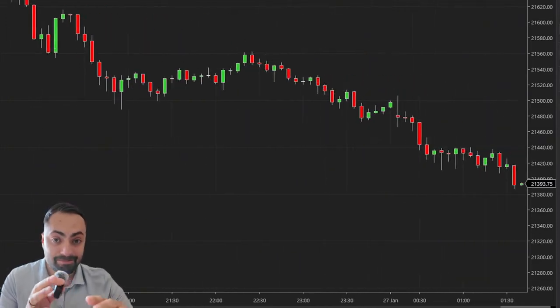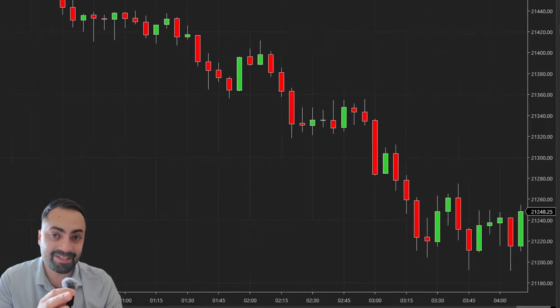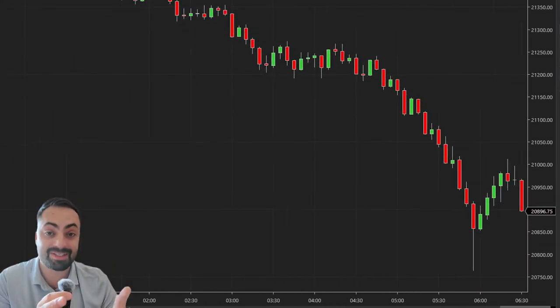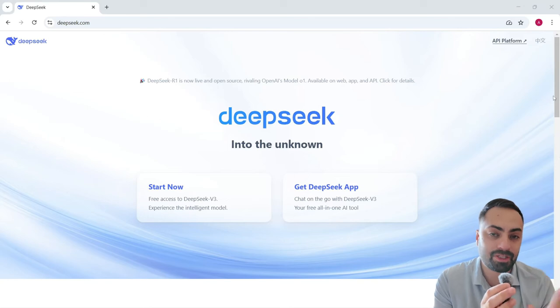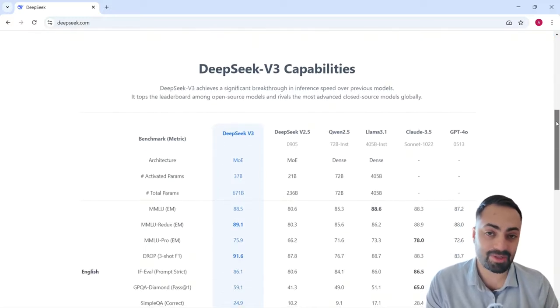If you've been on the internet at all this last week, you've probably heard of a new Chinese AI that's caused tech companies like Nvidia to lose hundreds of billions of dollars in a single day. Of course, we are talking about DeepSeek. So what exactly is so special about DeepSeek?